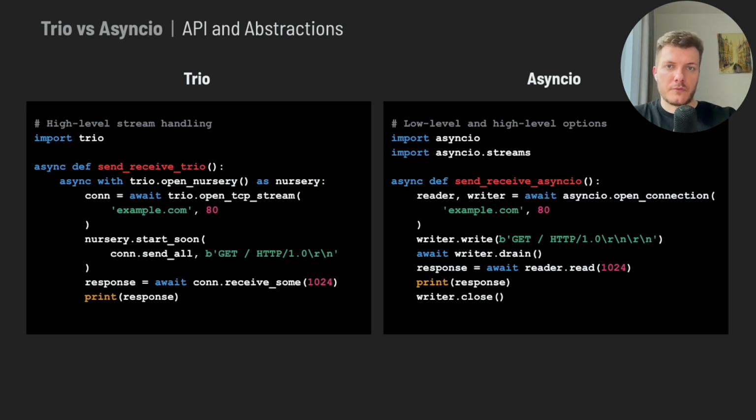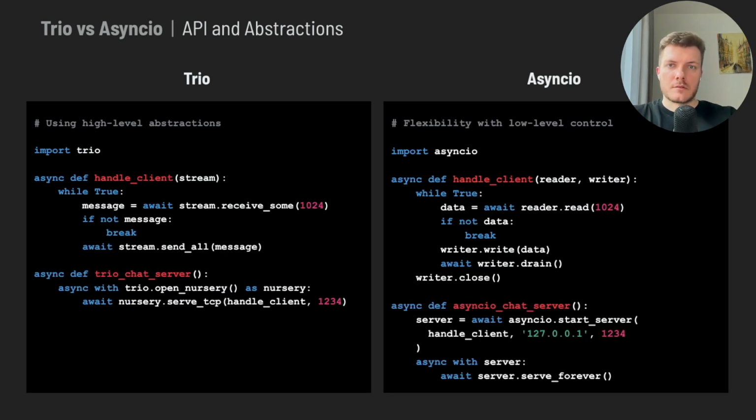Asyncio offers both low-level APIs, like handling individual read-write operations, and high-level stream abstractions. This flexibility allows more control, but can increase the complexity and the potential for errors. This example demonstrates implementing a basic chat server using both libraries. Trio's abstraction allows us to focus on the core logic without worrying about the underlying asynchronous handling. On the other hand, Asyncio's approach offers the flexibility to optimize and tweak every aspect of connection management.